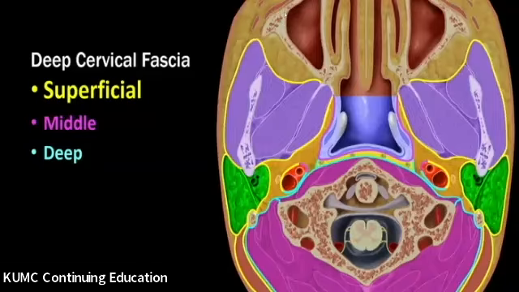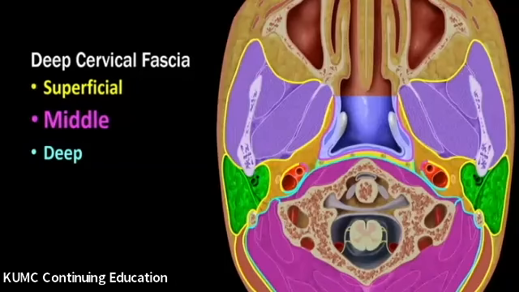So we have the 3 layers of the deep cervical fascia. We have this superficial layer, which is the investing layer. It encases the neck deep to the platysma muscle and encases the sternocleidomastoid and trapezius muscle, and also splits to form the capsules for the masticator, parotid, and submandibular spaces. It's designated in yellow in the graphic.